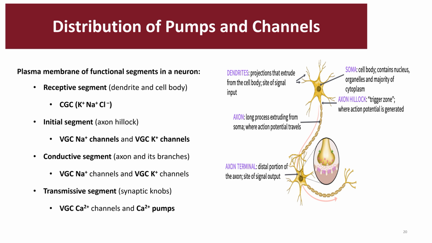Sodium channels, potassium channels, and Na-K pumps are located throughout the entire plasma membrane. In the receptive segment of a neuron, the cell body and dendrites, you're going to find mostly chemically gated cation channels and some chloride ion channels. There's really no significant number of VGCs.